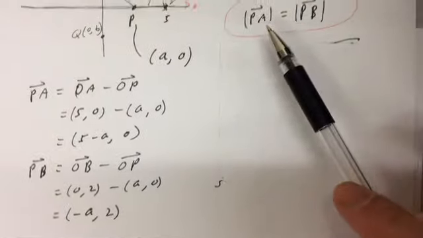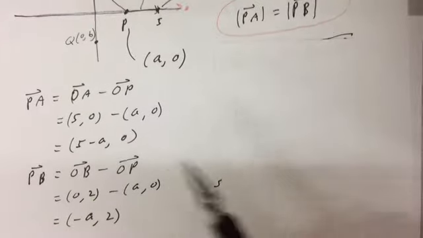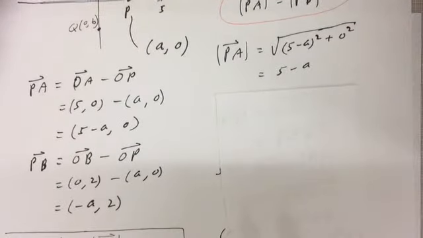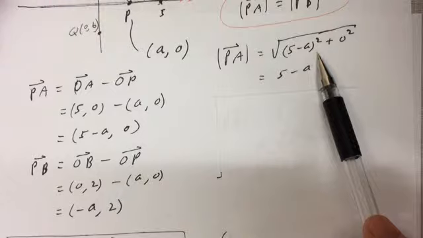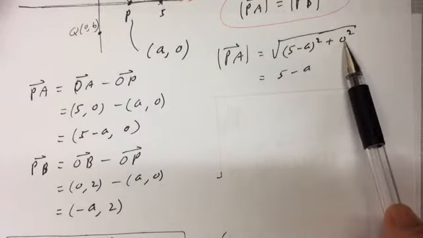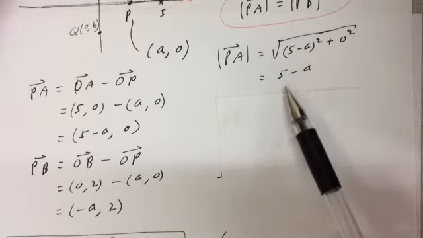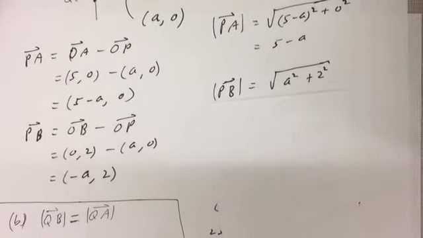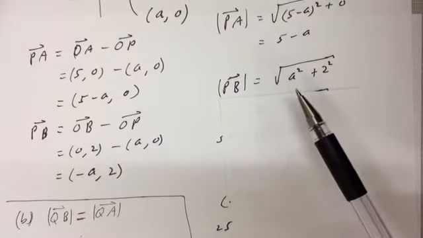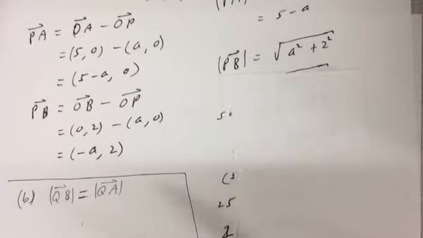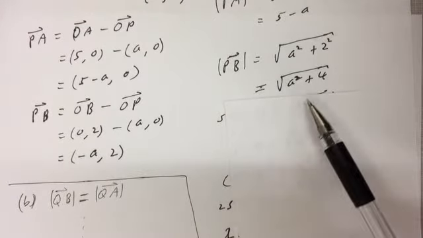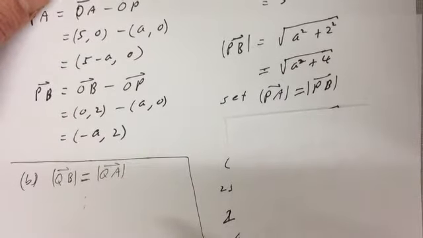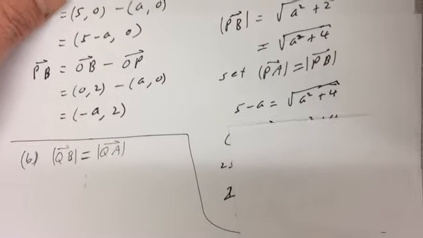We want the magnitude of PA to equal the magnitude of PB. So what we do is we find the magnitude of each one. So PA is just plugging into the Pythagorean theorem. Okay, 0 squared is 0, so you get the square root of (5 minus a) all squared. The square goes away and you get 5 minus a. PB, the magnitude is the root of a squared plus 2 squared, the root of a squared plus 4. And now you're going to set those two equal to each other. PA equals PB. You get this equation.